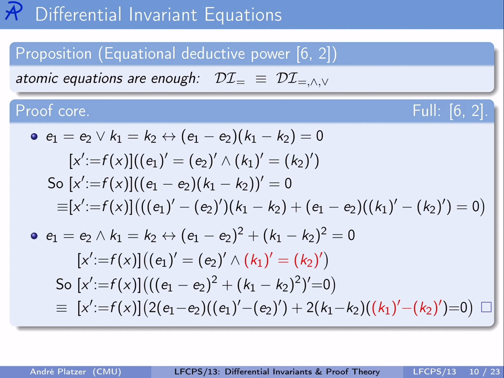Full proof you can look out here. But we've seen now that atomic equations are enough. There's never a need to look at conjunctions and disjunctions of equations for differential invariants. Notice, though, the degree of the polynomials that we look at increases. So there's a bit of a trade-off. Do we want more logical structure, or do we want more arithmetic structure? But at least it's always possible. If you never find a single equality to work as a differential invariant, don't go looking for conjunctions and disjunctions of them.